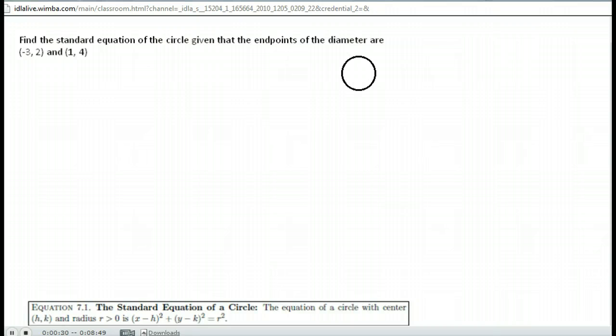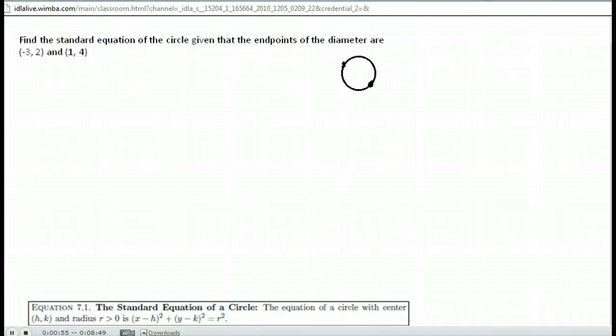So basically what we're looking at here is we need to find the center and we need to find the radius based on the information that they gave us. So we're going to have to use some things from math that we've been given in the past. So this is basically what we're dealing with here.